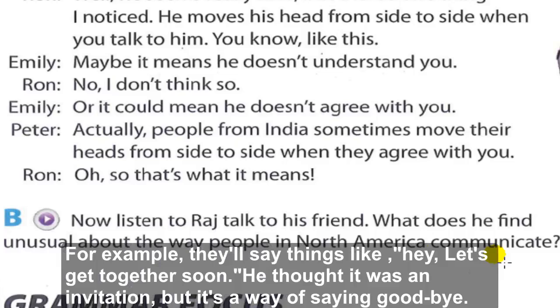Again, the answer: Raj finds the way people end the conversation unusual. For example, they'll say things like, hey, let's get together soon. He thought it was an invitation, but it's just a way of saying goodbye.